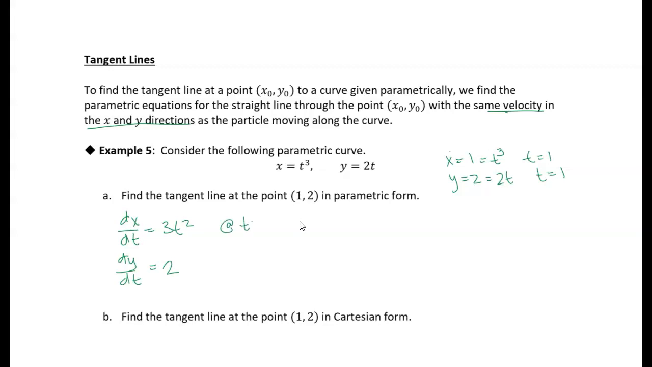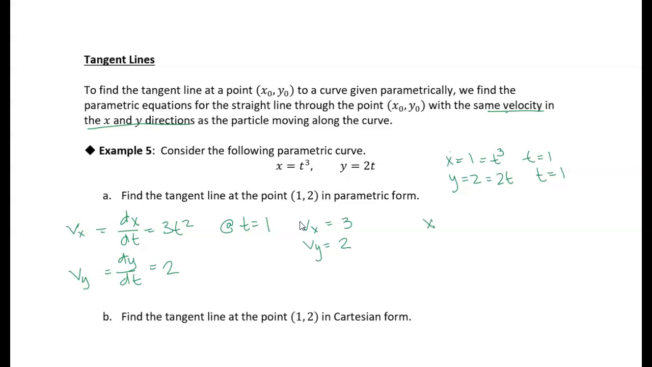So at t equals 1, the velocity Vx is equal to, let's plug in 1, and we get 3. And the velocity in the y direction, Vy, is always 2, no matter what t is. So there's our velocity in the x and y directions. So what we want is a line that passes through the point (1, 2) and travels at this rate.